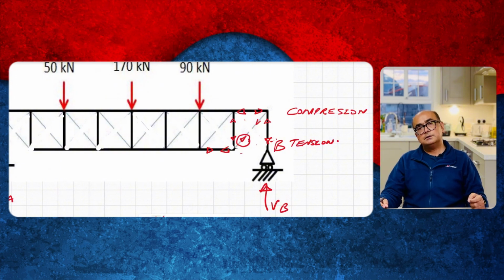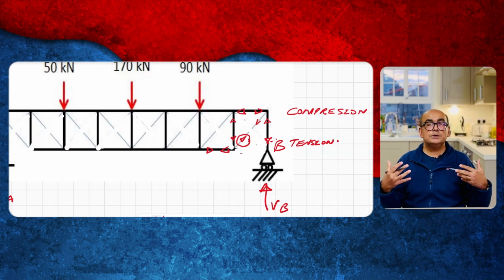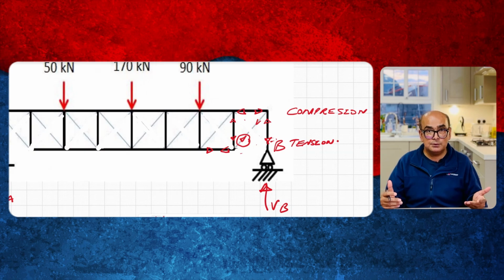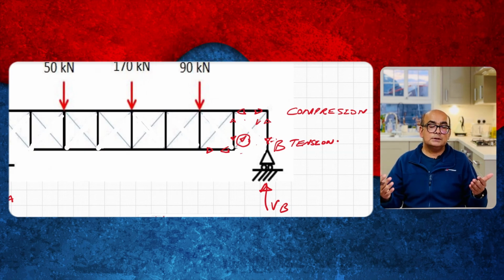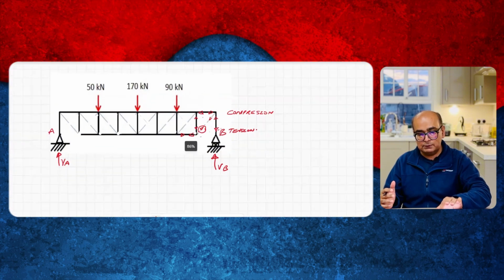Now once we have got this information, after that we will solve for reactions, and there are two ways to solve for the reactions. One is that we use equilibrium equations: summation of horizontal forces equal to 0, vertical forces equal to 0, and summation of moment equal to 0. But there's a direct formula as well. When the load is off center, we have a direct formula, which I will use here.